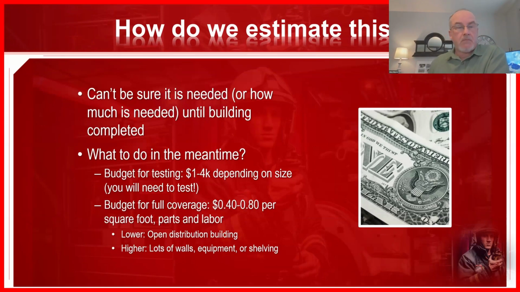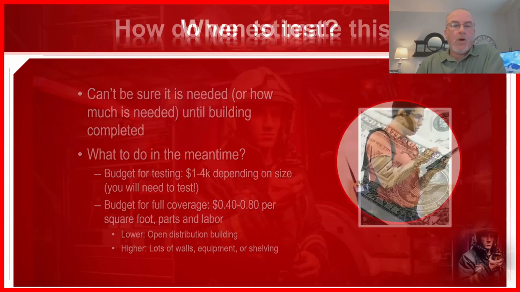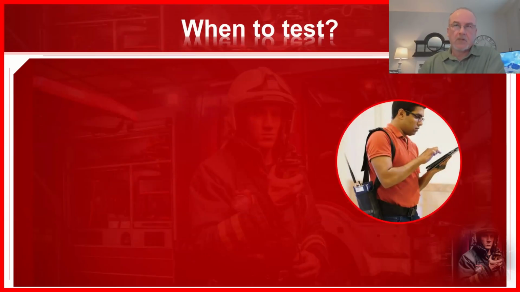Okay, that's what he does. The number that we recommend is 40 cents to 80 cents, depending on what kind of building you have. Okay, so those are the kind of numbers that you can use as you're budgeting. Now, when do we test?